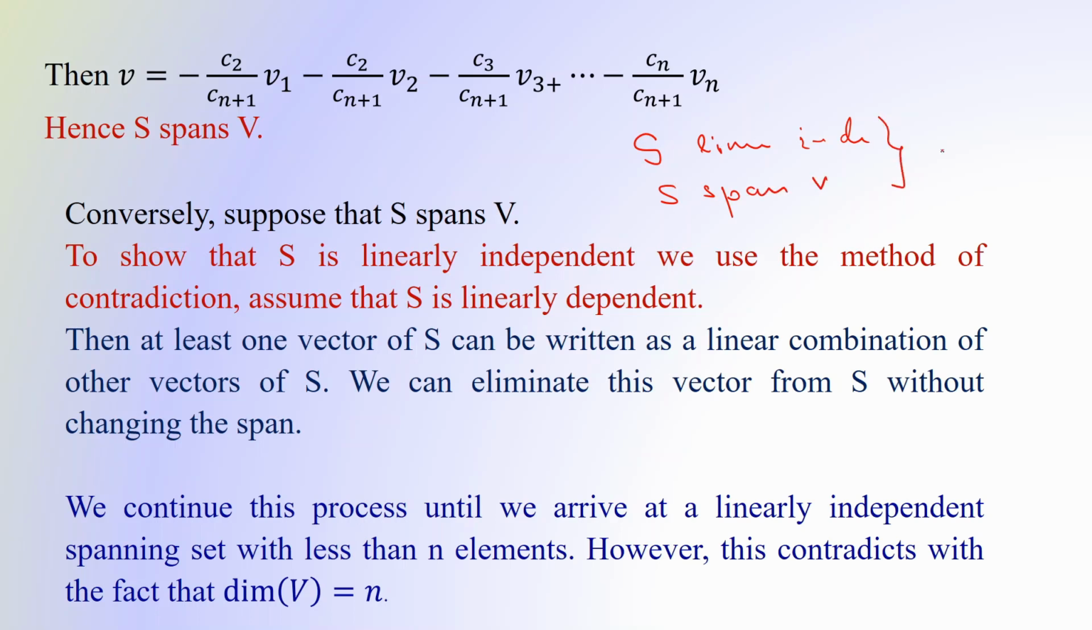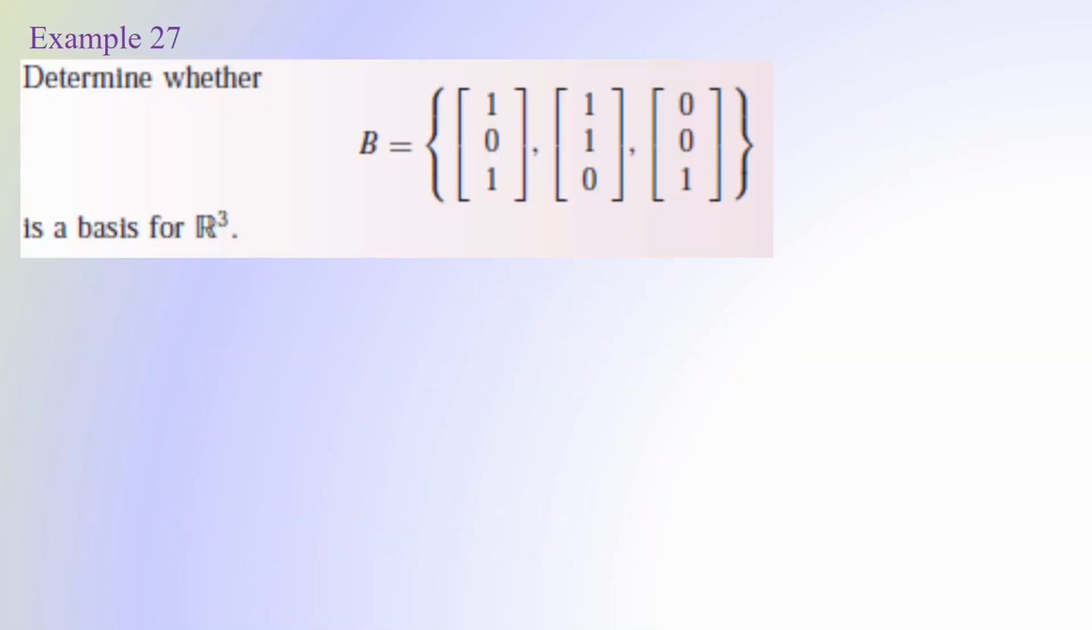So therefore S is a basis by the definition. If S is linearly independent and it spans the vector space, it is a basis. Okay, so how can we use this theorem to work out some examples? We want to determine whether this B is a basis for R3.